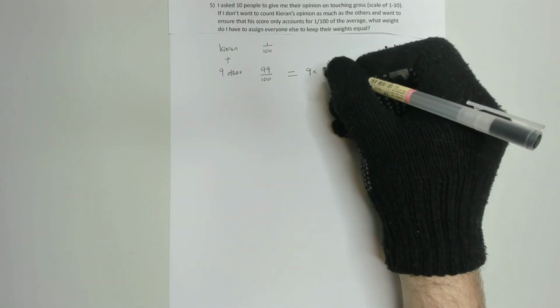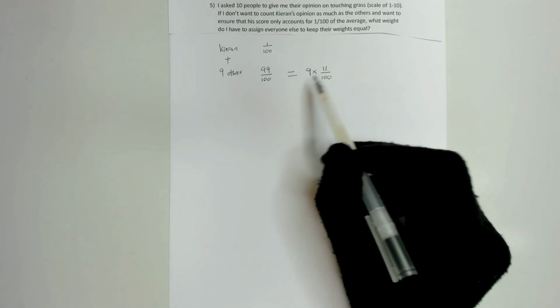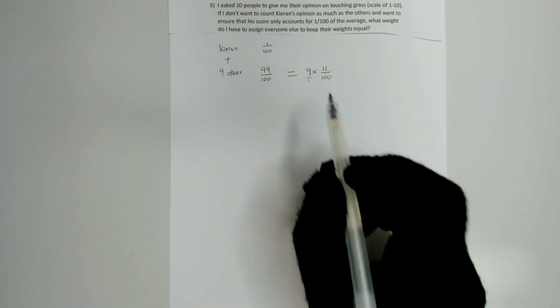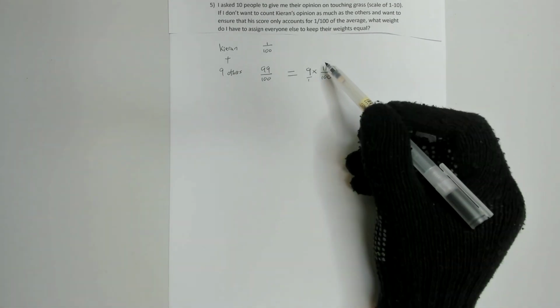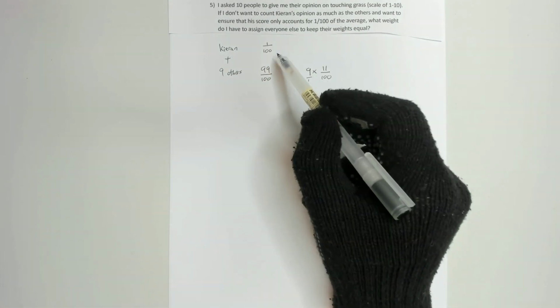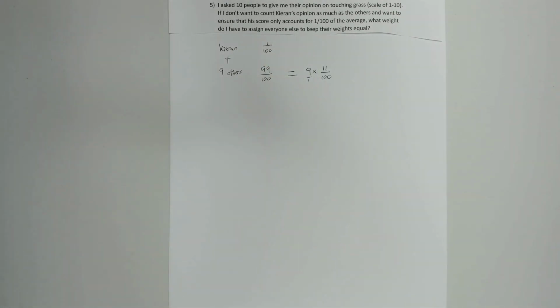Well, this isn't bad because we know 9 times 11 out of 100 will give us 99 out of 100, right? 9 times 11 is 99, and technically this is 9 out of 1, so the denominator stays 100. So if we give everyone else's opinion a weight of 11 in 100, then we're doing 9 of those, which gives us the 99 in 100, plus Kieran's lesser weighted opinion, which is 1 in 100. That's going to add up to the total of 1 that we want. So this is the way that we would make sure that we're actually getting a weighted average with the specifications necessary.